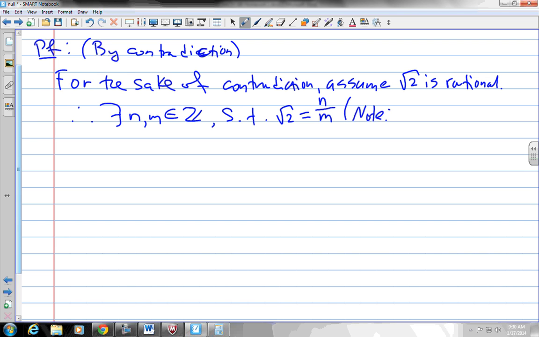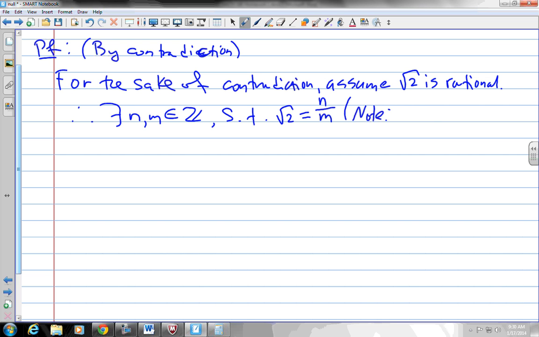N and m have no common factors. They have no common multiples, meaning they're relatively prime. Because if they do have a common multiple, I can always reduce that fraction. You know what I mean? If this was like 12 over 36, I can reduce this to 1 over 3. I can always reduce a fraction to a point where I can no longer reduce it.